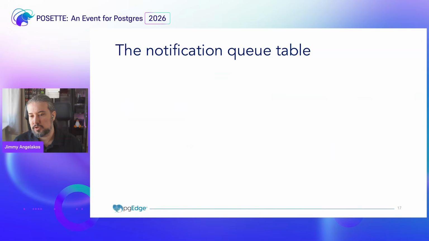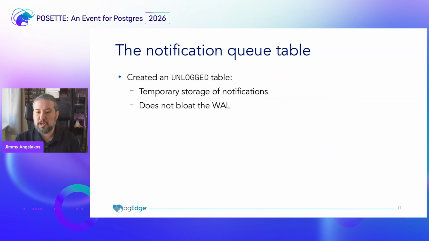So what does this notification queue table look like? It was an unlogged table. Why? Because the storage of notifications is ephemeral, right? We don't need it to be crash safe. It's something that needs to notify systems in near real time. So the storage there is temporary, but a temp table isn't good enough. We want an unlogged table because we don't want the churn within this table to affect the write-ahead log. So this doesn't create any bloat because unlogged tables don't go through the WAL.